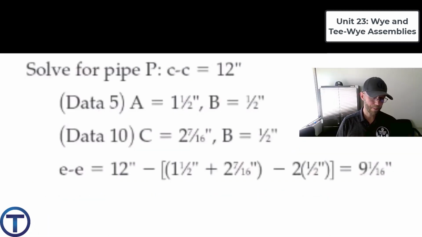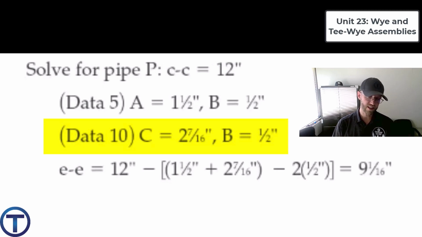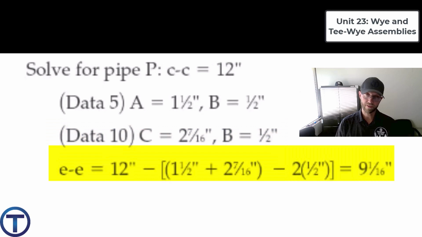Let's solve for pipe P. Center to center was 12, that's given to us. We go to our data table and we had already found the 45 is 1.5 inch. We subtract off the 1/2 as it threads in. Data table 10, this time we're going to use the section C for our sanitary T. That's 2 7/16 and the 1/2 inch that the pipe threads in. In the end, we get end-to-end measurement equals 12 minus, in brackets here, 1.5 plus 2 7/16, minus the 2 times 1/2 where the pipe threads into the fittings, and we end up with a total of 9 1/16.